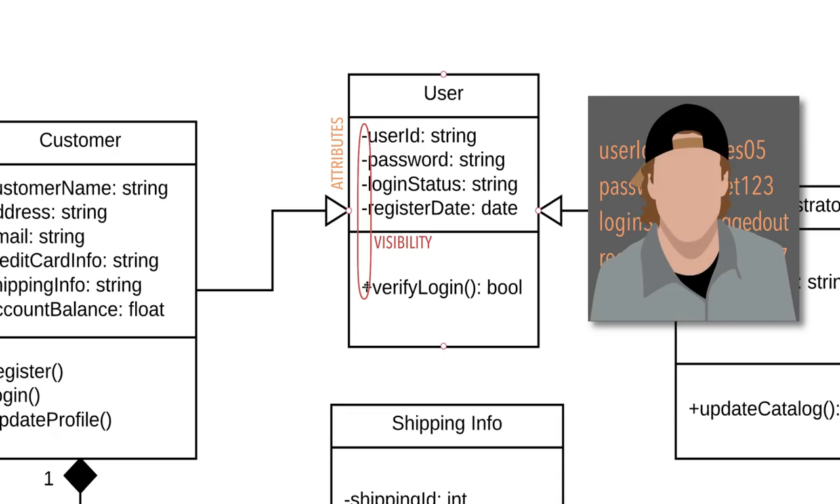Down below, we have a public method of verify login, returning a Boolean. And this makes sense, right? Methods are behaviors of a class. So if you were to log into your user account, there's a function in place that verifies your login credentials.